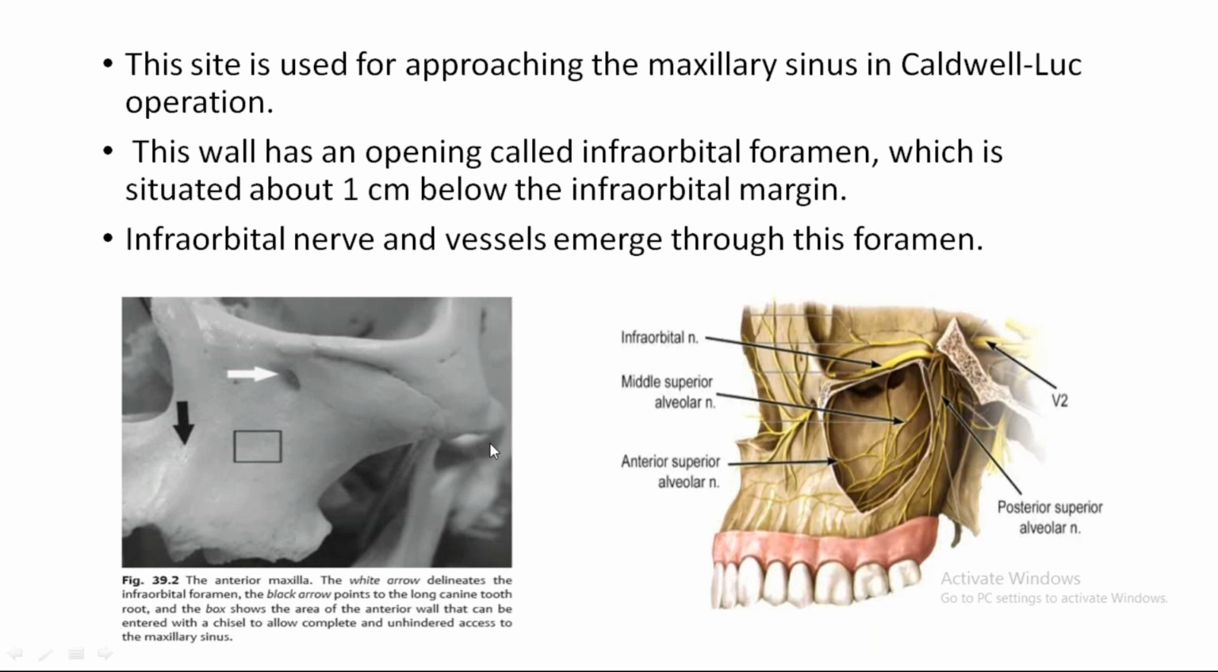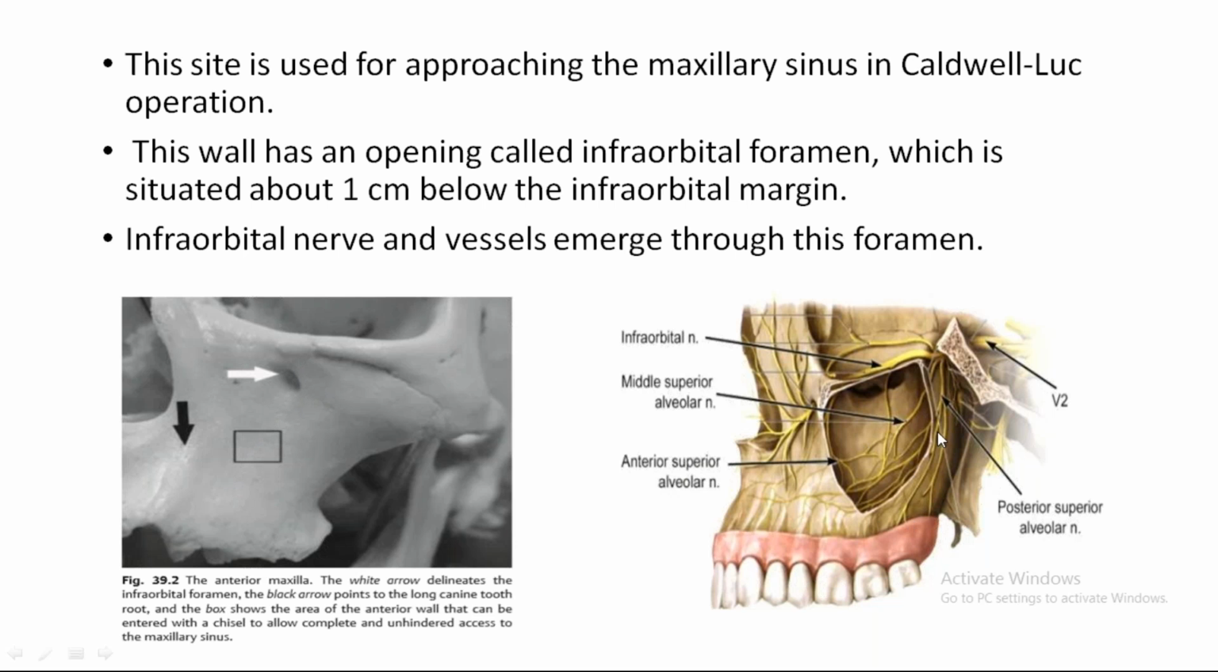So here you can see this is the maxilla bone, and this is the zygomatic bone, and this is the mandible over here. The infraorbital nerve and vessel emerge through this foramen. So one of the complications of Caldwell-Luc operation is injury to the infraorbital neurovascular bundle, because of its close proximity to the infraorbital foramen. Sometimes you may injure it. How, I will tell you later.